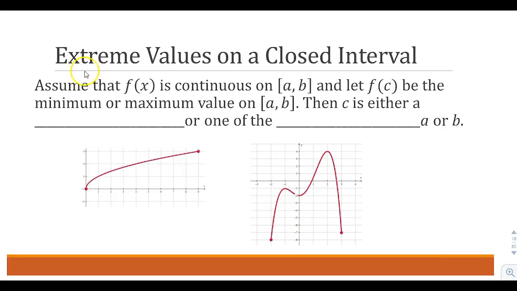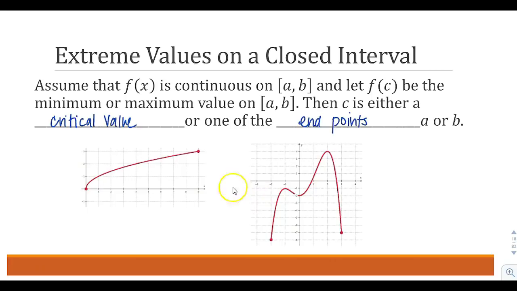So now this brings us to extreme values on a closed interval. If we know that f of x is continuous on a closed interval, then we know that f has to have an absolute min and max. We're going to let f of c be the minimum or maximum value on [a, b]. Then c is either a critical value or one of the endpoints, a or b. So we know for sure we have to have an absolute min and an absolute max, and that's going to occur at these values c, which are either critical values or endpoints.